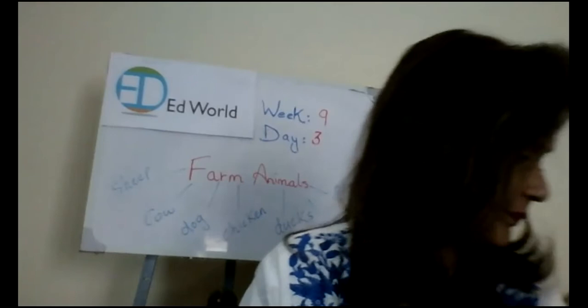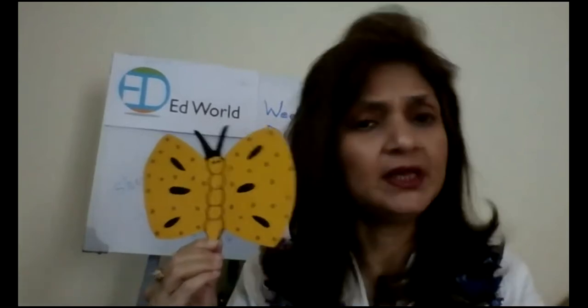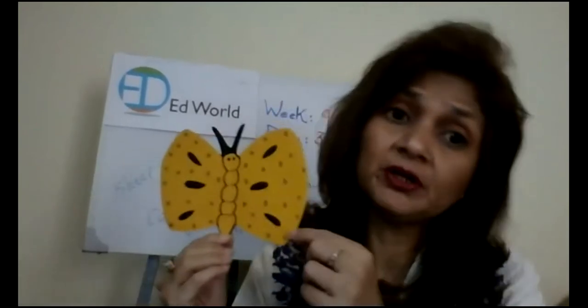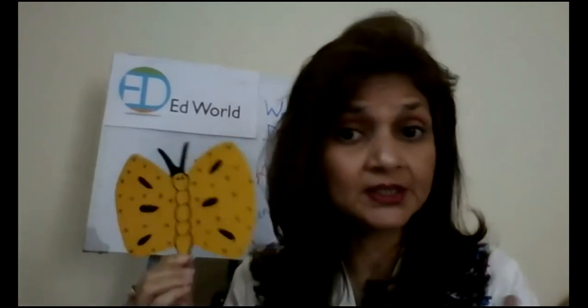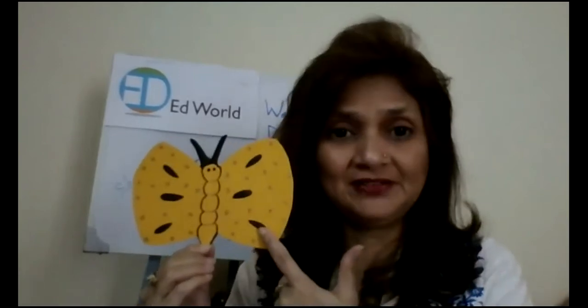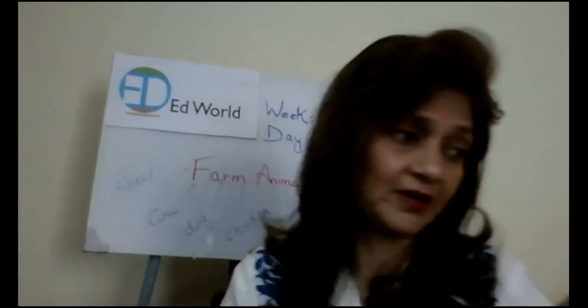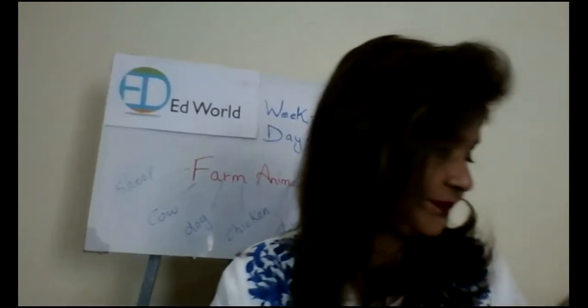Now, what about this picture? It's a butterfly, right? And where does a butterfly live? It lives on plants, it lives on leaves, and plants and leaves can be anywhere, right? It could be on a farm, in a forest, in a jungle, wherever there are plants, you will find butterflies, but they are also farm animals, right?